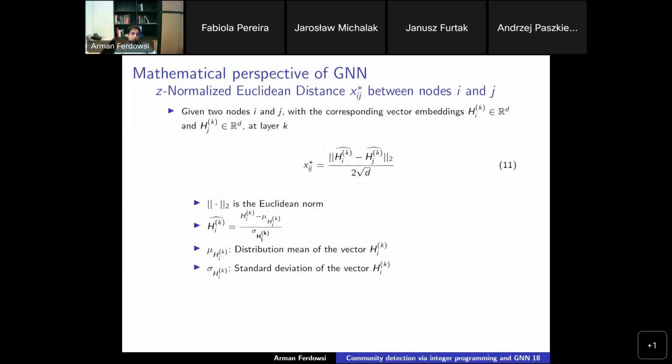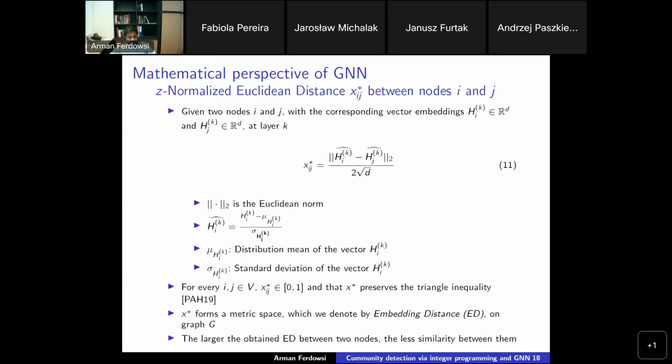In this work, I employed the Z-normalized Euclidean distance to measure the similarities between nodes. More precisely, given two nodes i and j with the corresponding vector embeddings h_i and h_j at layer k, equation 11 can determine the distance between i and j. It is not difficult to check that for every pair of nodes i and j, x star ij belongs to the closed interval 0 and 1, and that it preserves the triangle inequality. Substantially, x star forms a metric space, which we denote by ED on graph G.